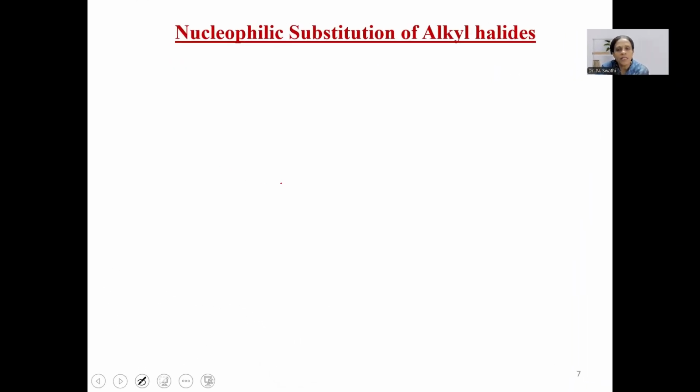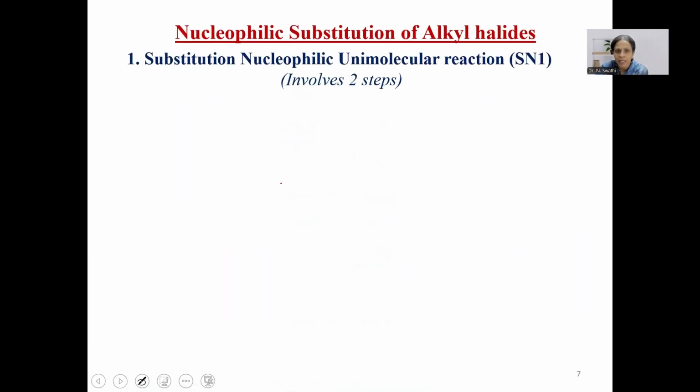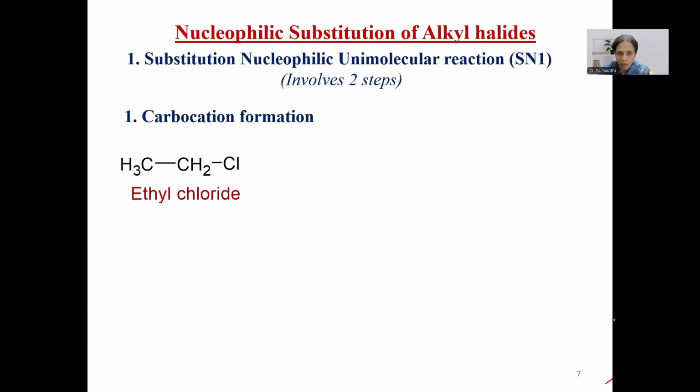Now coming to the nucleophilic substitution reactions of alkyl halides, there are 2 types of nucleophilic substitution reactions, SN1 and SN2. Let me first explain SN1. It is substitution nucleophilic unimolecular reaction, in short known as SN1. This SN1 reaction involves 2 steps. First step is the formation of carbocation. Let's take ethyl chloride as an example.